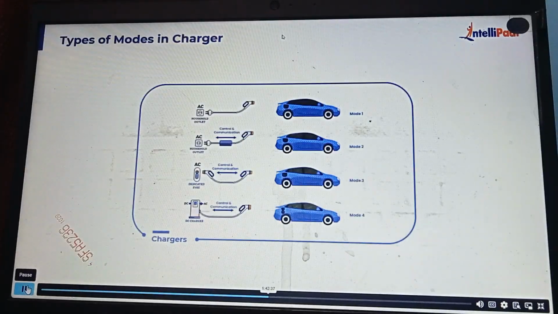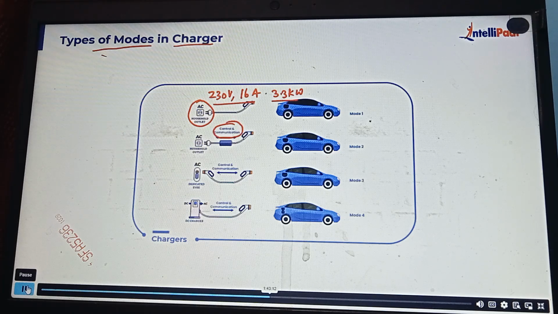Now, after that, the types and modes of charger. What are the types of modes in charger? We have AC1, household outlet. This household outlet is supplying 230 volt and 16 amps current, right? Not more than that. This is the commonly used charger, that is 3.3 kilowatt.